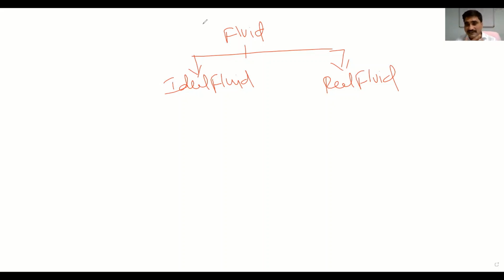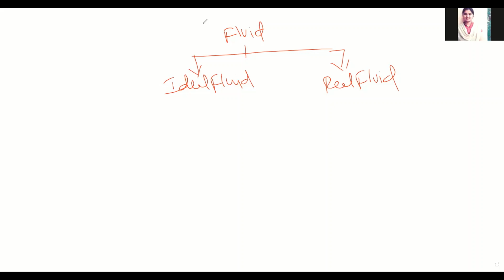The real fluid is quite opposite. It offers resistance to flow, deformation, or change of shape. And it has viscosity, it is a frictional fluid, and it is a compressible fluid. That is the definition of ideal fluid and non-ideal fluid. Clear, beta?